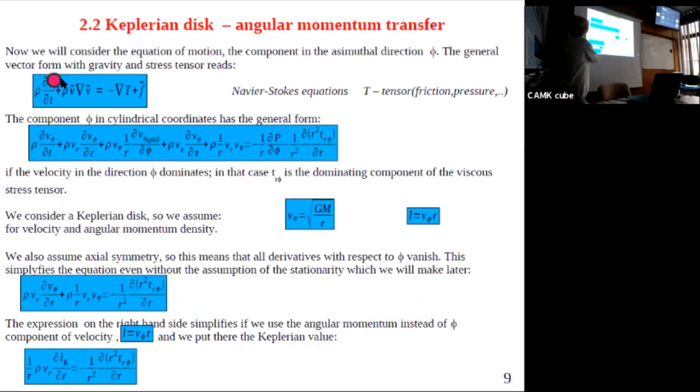So now we start with equations of motion in 3D. It looked like that, Navier-Stokes equations, where we have viscous force and gravity. And now we study everything in cylindrical coordinates. So we use cylindrical coordinates. And as I told you, we will be interested only in one component related to angular momentum. And that is the phi component.